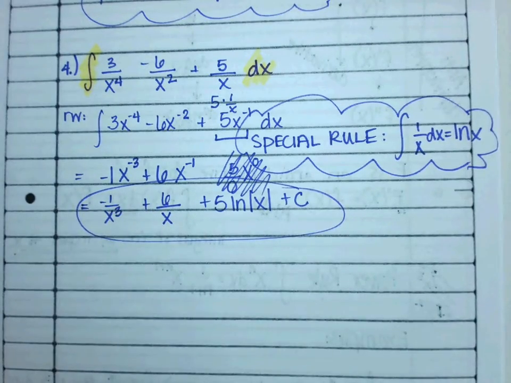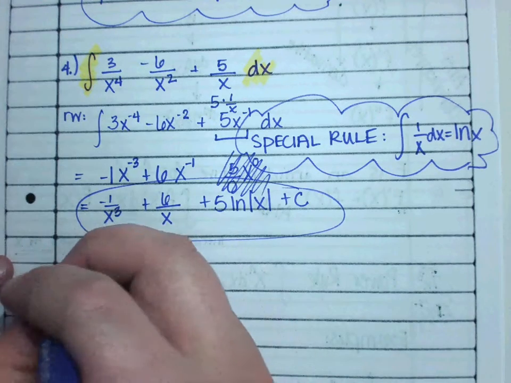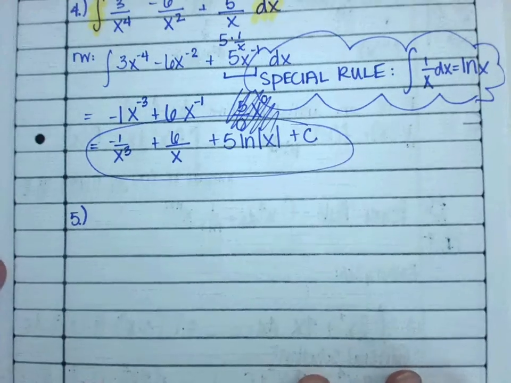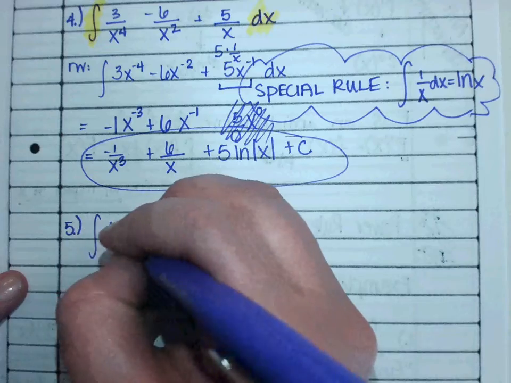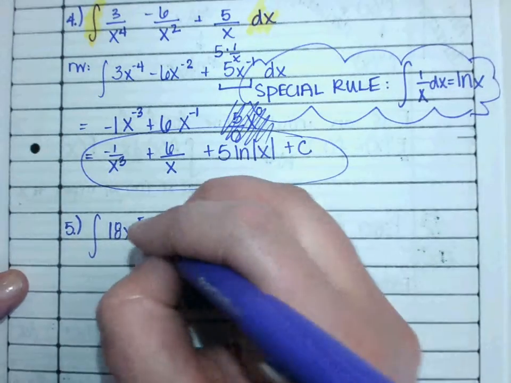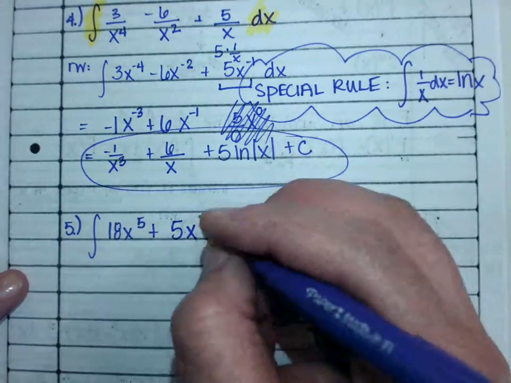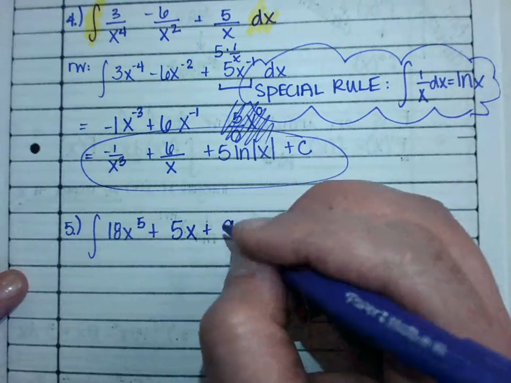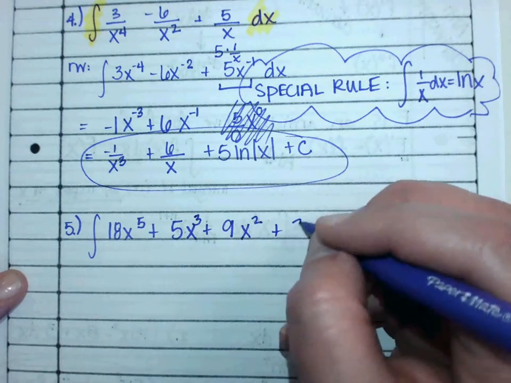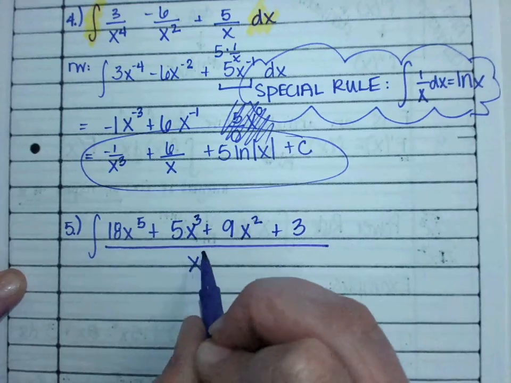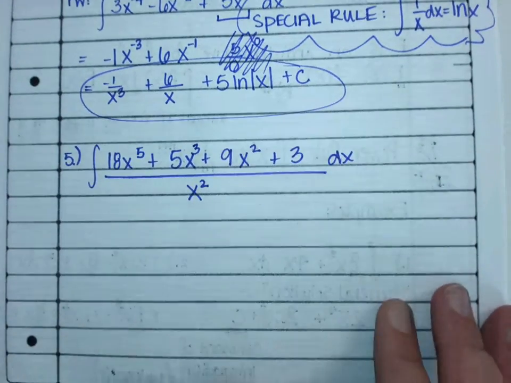So if you start off with multiple x's on the bottom, you do a rewrite. If you have 1 x on the bottom, it's going to be a special ln. Okay. Alright, one more like that, then we'll do a couple examples off your homework together to make sure you got it. Number 5 is going to be the integral of 18x to the 5 plus 5x cubed plus 9x squared, over x squared.